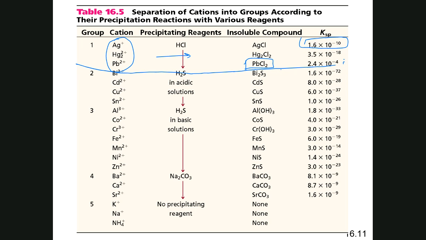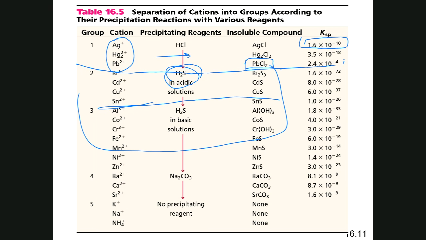Bismuth with the H2S in acidic solution: bismuth, cadmium, and copper are going to form precipitate in acidic solution. In basic solution, aluminum, cobalt, and chromium are going to form precipitate. So some of them in acidic solution and others in basic solution. If you have group 2 and 3 with the H2S mixed in acidic solution, this would precipitate. You can centrifuge and separate them, and the others would precipitate in a basic solution. If you want to dissolve this, you add acid, it would dissolve. If you want to precipitate, you add base, it would precipitate.